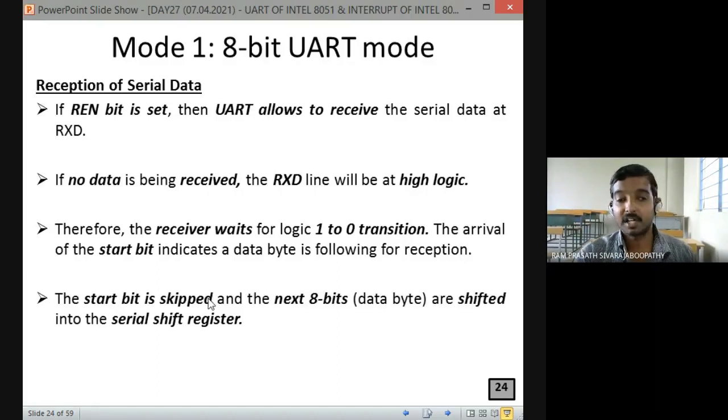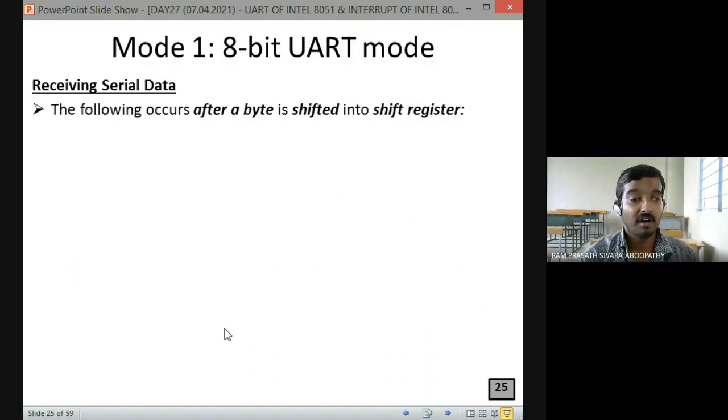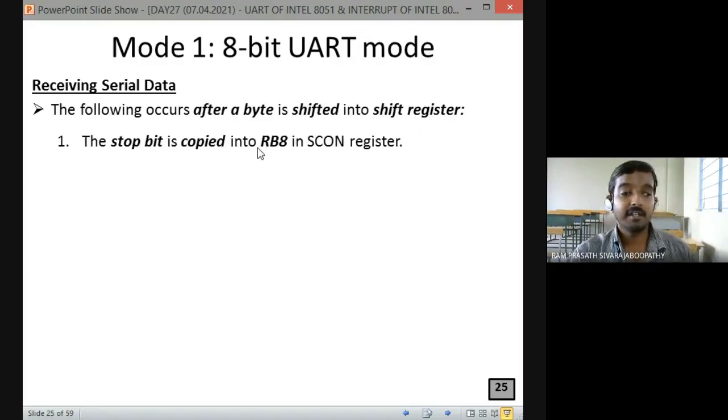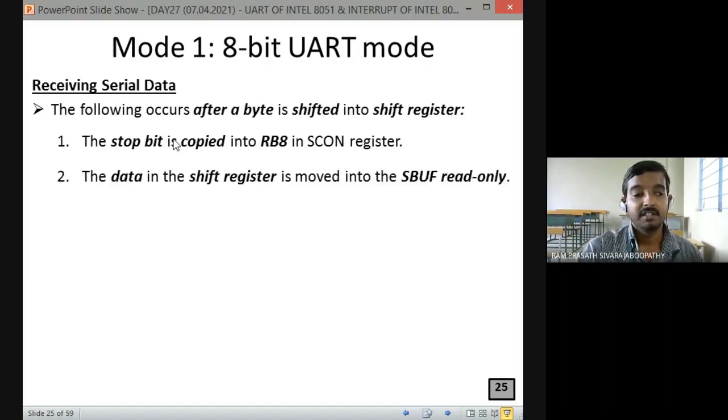Start bit is skipped. It will check only whether the data is being received or not. It does not consider the start bit. It is going to skip the start bit and consider the next 8 bits. The data byte is shifted into the serial shift register. Pay attention: the following occurs after a byte is shifted into the shift register. Once a byte is received, the stop bit is copied to RB8 in the SCON register. I told you, in mode 1, what is received in RB8 is the stop bit. The data in the shift register is moved to the SBUF read-only register.